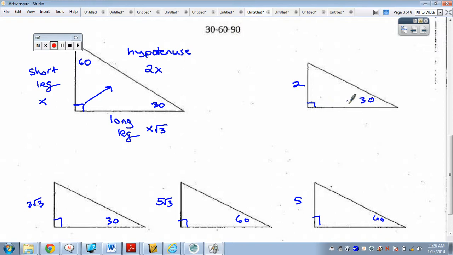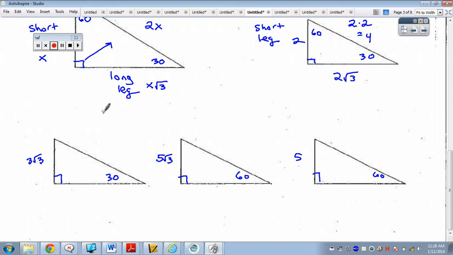So in this example over here, here's my 30-degree angle. That means this is my 60-degree angle. That also means that across from the 30-degree angle is my short leg. So if you have your short leg, to get the long leg, you take the short leg and multiply by root 3. To get the hypotenuse, which is the side across from the 90-degree angle, you take your short leg, which is 2, and multiply by 2 to get 4.